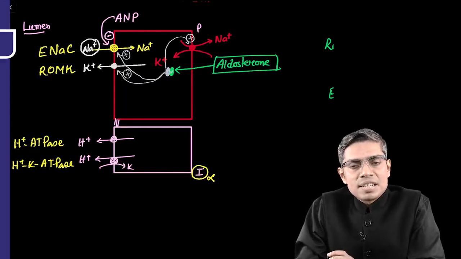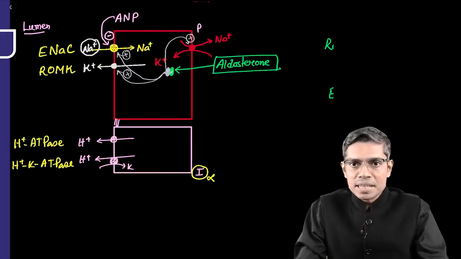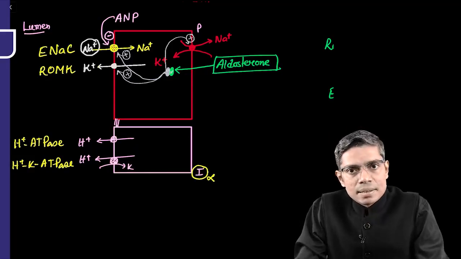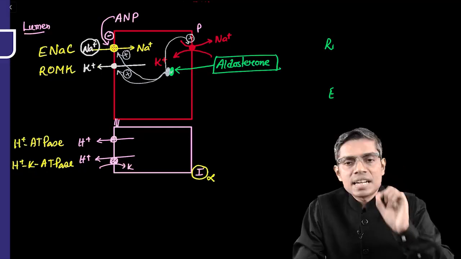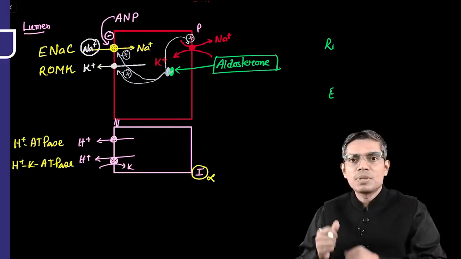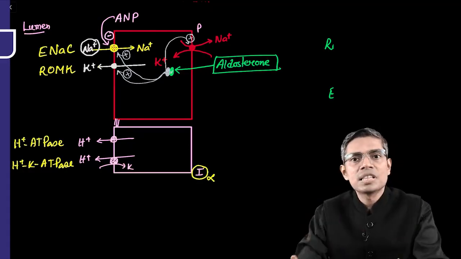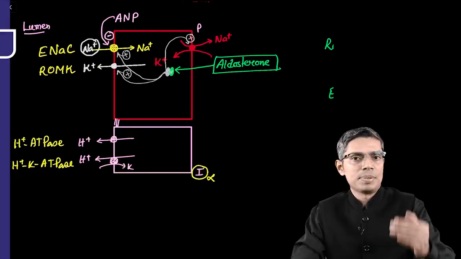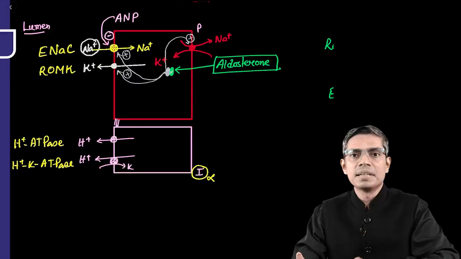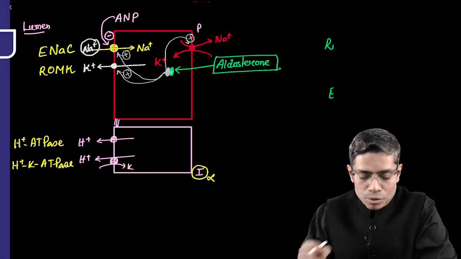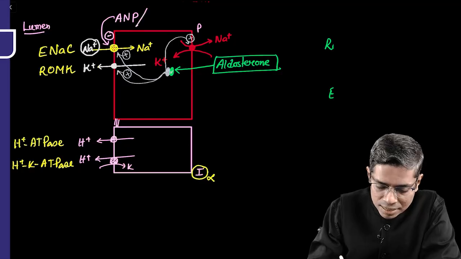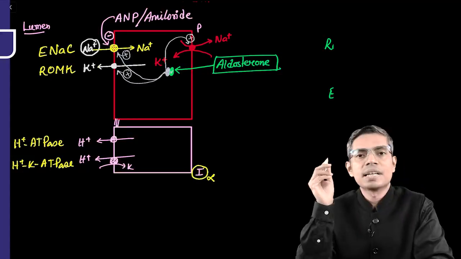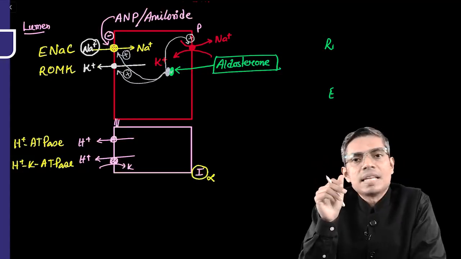Atrial natriuretic peptide is secreted from the atrial myocytes, and from there it acts at the level of the collecting duct cell of the kidney. It inhibits the ENaC channel. If you inhibit the ENaC channel, sodium reabsorption will not be there, so sodium will be excreted more in the urine, and that's why these are known as natriuretic peptides, right? Similarly, there is a diuretic which also inhibits this ENaC channel, and that is nothing but amiloride, right?